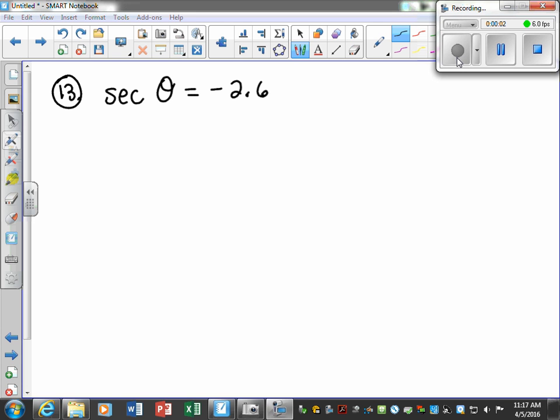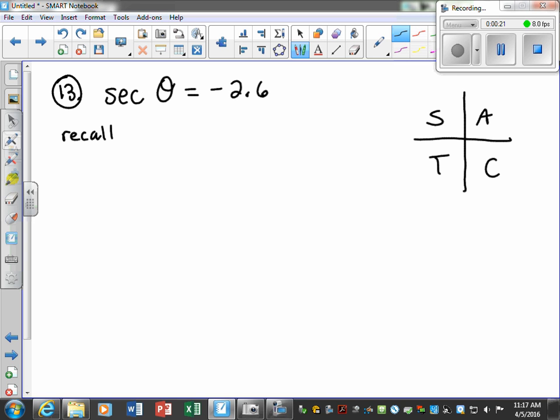Okay, so we still have one more example. This is still using a calculator to find theta. And this time secant theta is equal to negative 2.6. First of all, let's just remind ourselves of where we're going. So secant of theta is equal to the same thing. This is equivalent to cosine of theta. What's the reciprocal of this? Negative 1 over 2.6, right? So just do the reciprocal and then keep the negative out front.